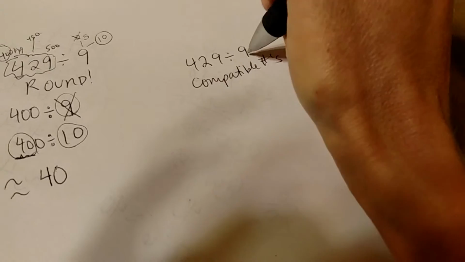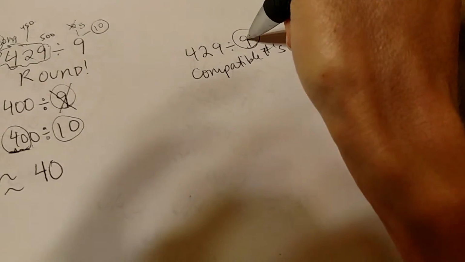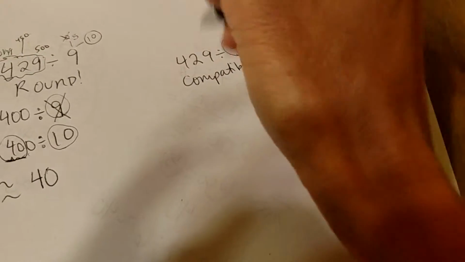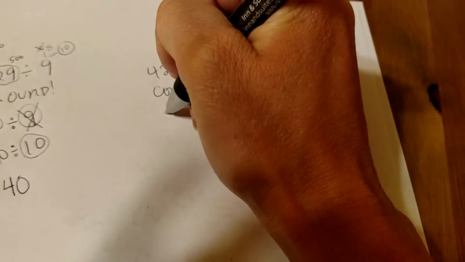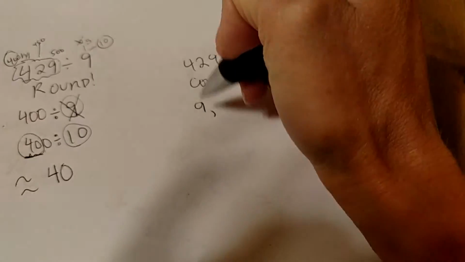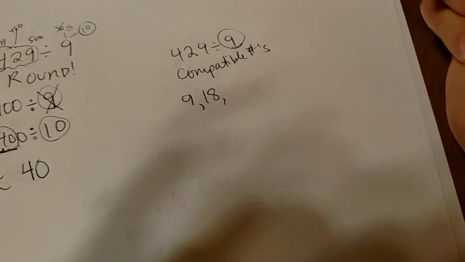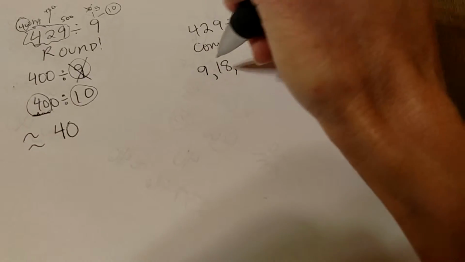Okay, there's one other method that we're working out, and that is using compatible numbers. Okay, so we're going to look at what we're working with. We're working with 9s. And I'm trying to see if I have a multiple of 9 there. So let's list out the multiples of 9. Again, pause the video if you need to try and figure this out on your own. What's the next multiple of 9? Do you know these off the top of your head?